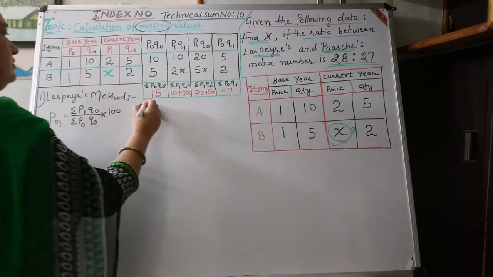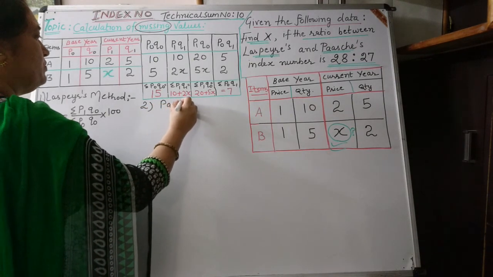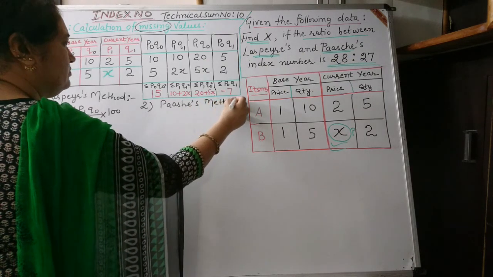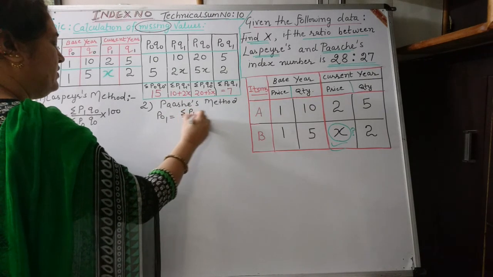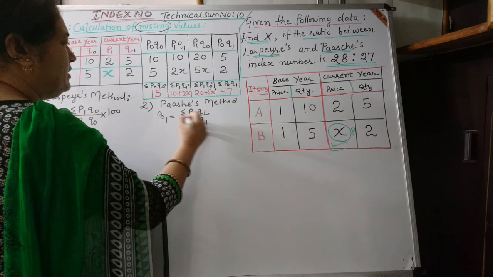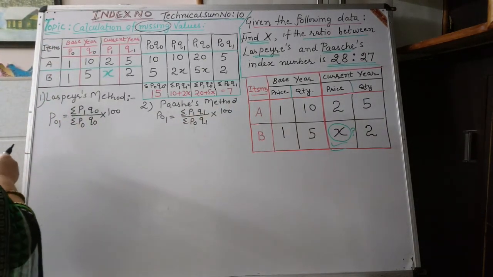And similarly, number 2, Paasche's method: P01 is equal to sigma P1 by sigma P0, where the current year quantity is multiplied, and the whole is multiplied by 100. So let us put the values in these.